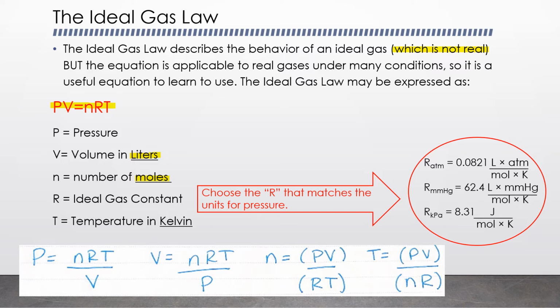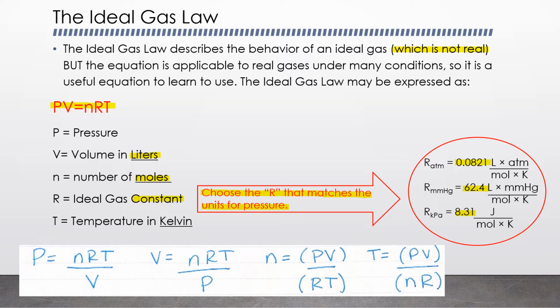And the ideal gas constant is a constant number. That means that it's always going to be one of these 3 numbers. Now, how do you know which one of these to pick? You're going to choose the R that matches the units for pressure.